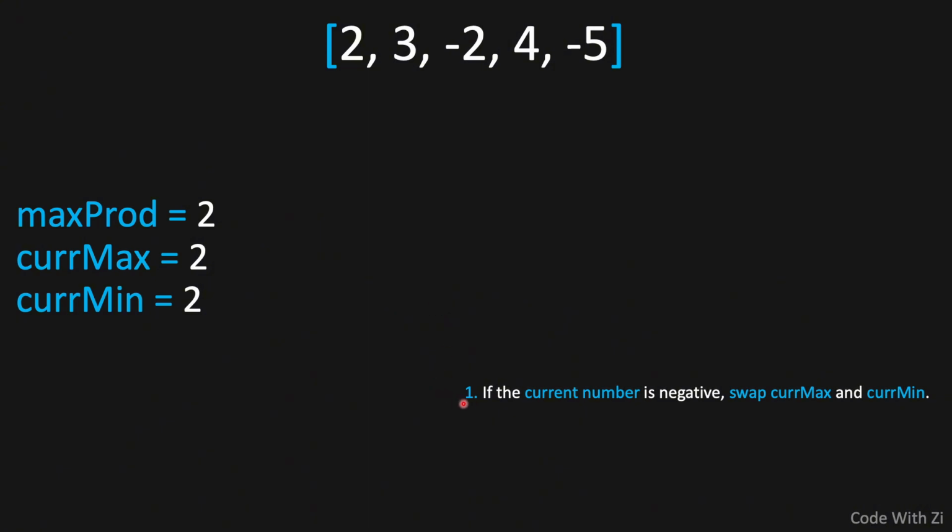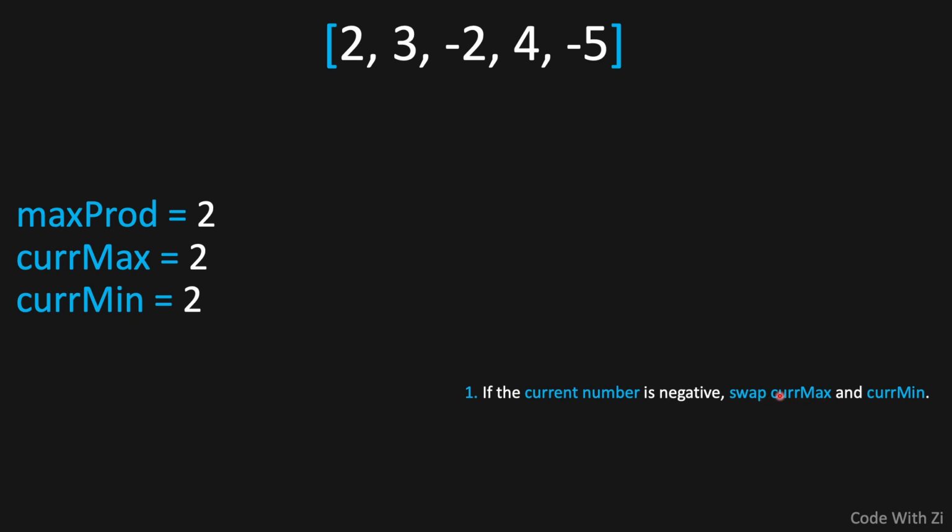The first one is that if the current number is negative, meaning if we loop through this and our current number is negative, swap currentMax and currentMin with each other. And this happens because we're looking for the product, right? So we have multiplication. And once we actually multiply our current number, which is negative, by our currentMax, it's going to flip the value. So the currentMin is going to become positive and the currentMax is going to become negative. So because this actually flips the values, we have to also flip them. So we actually swap currentMax and currentMin.